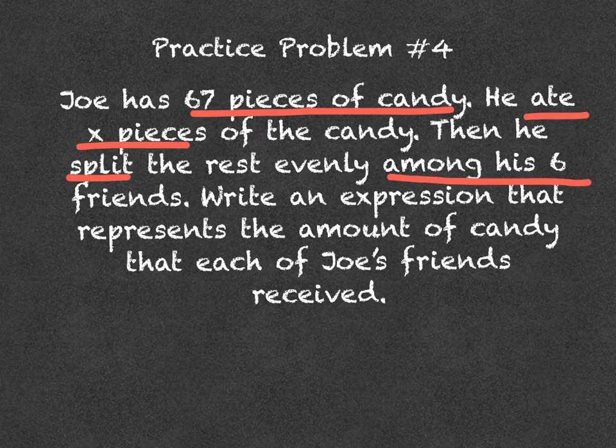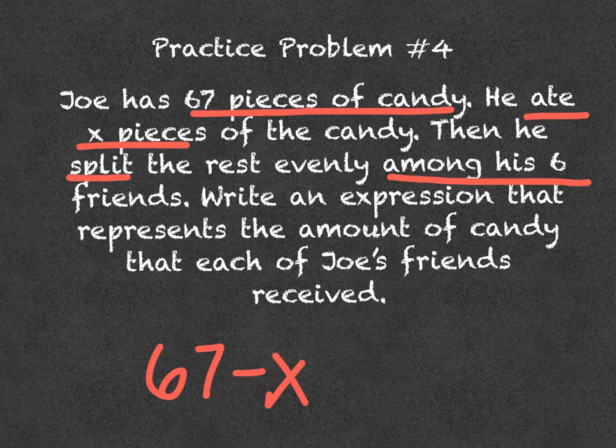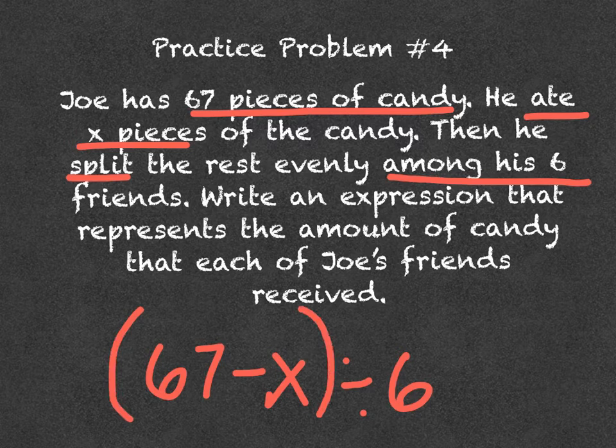So let's start from the beginning. He has 67, then he ate X, which means he's going to subtract the X. Now here's where a lot of students go wrong. They want to just write divided by 6 because then he divided it amongst his 6 friends. But what they forget is that the first thing Joe did was eat X amount of pieces. So you have to show that that's the first thing he did by writing parentheses in the problem.